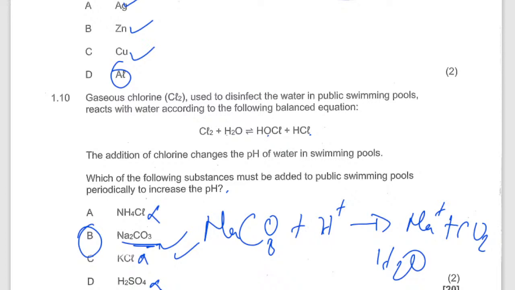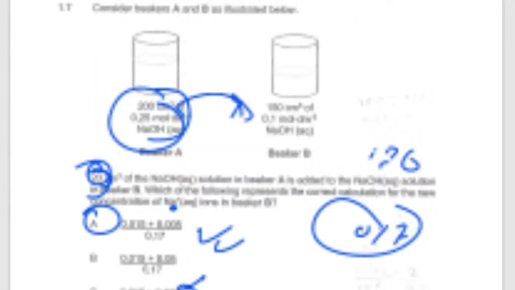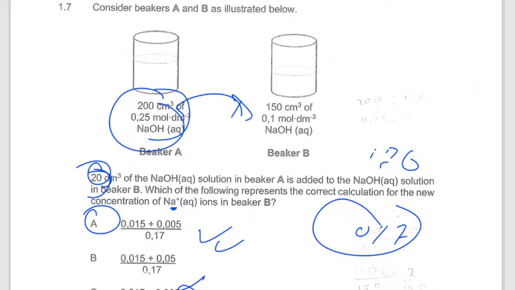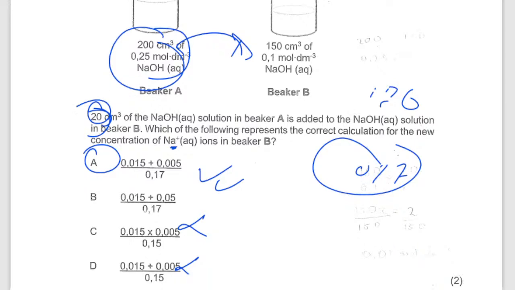Why is A wrong? Because the salt bridge completes the circuit. Yes, someone is asking why is A wrong? Because the salt bridge completes the circuit. Which question was it? I don't remember that. Okay, let me just explain.